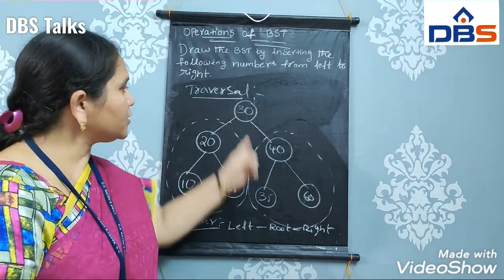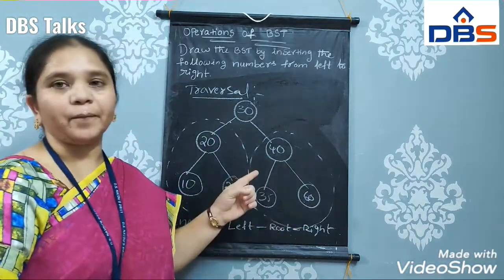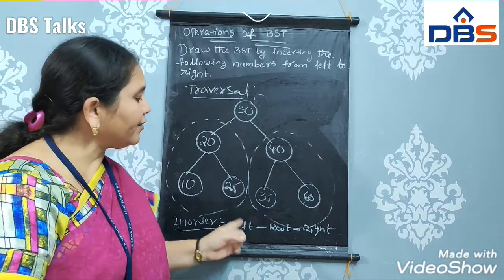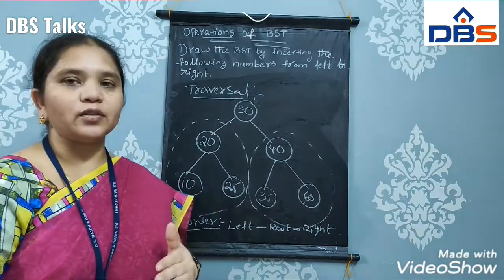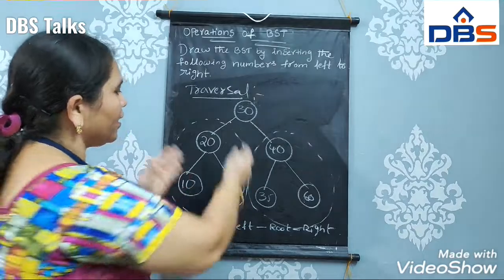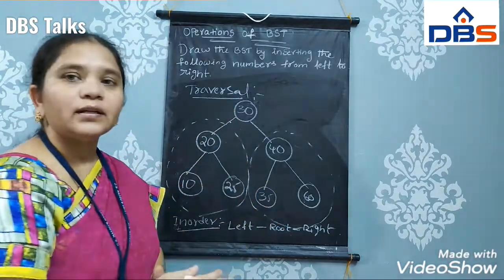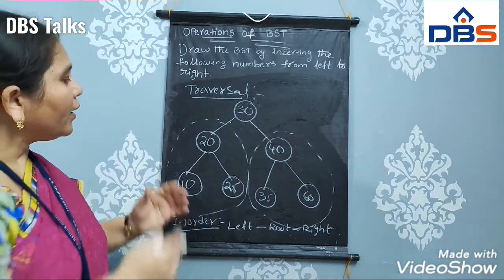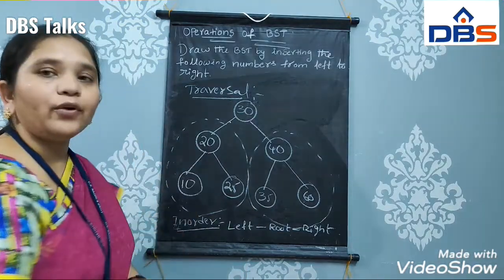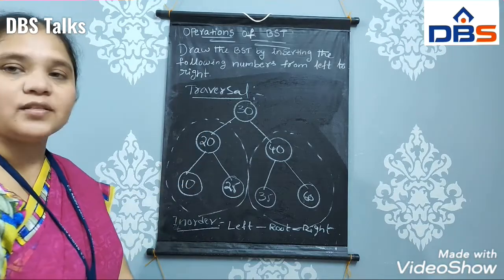Then we process the root. Then we process the right subtree. So that is the meaning of left, root, right. First we access the left subtree, then we process the root node, then we process the right subtree. And according to this, we are going to write the in-order of the particular BST.